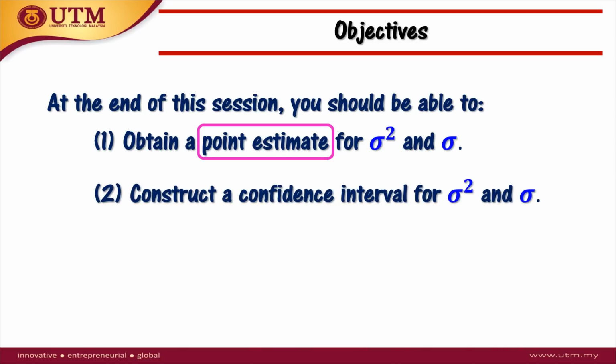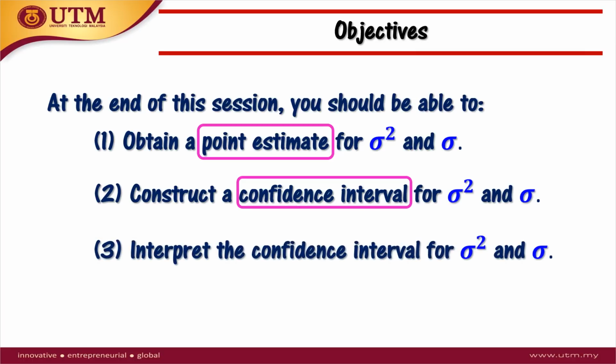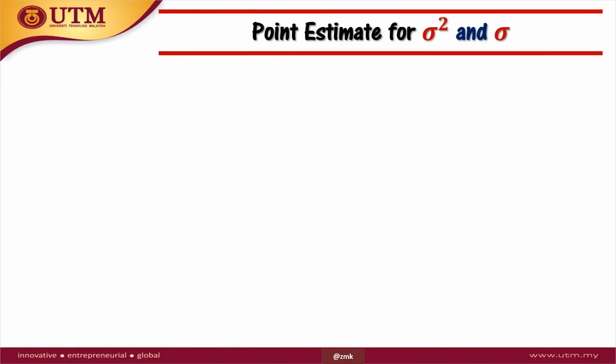Second, at the end of this session, you should be able to construct a confidence interval for sigma squared and sigma. And finally, you should be able to also interpret the constructed confidence interval for sigma squared and sigma. In this slide, we will look at the point estimates for two unknown population parameters denoted by sigma squared and sigma.